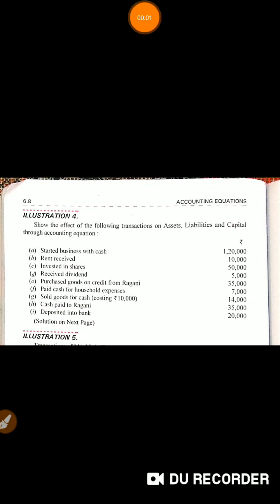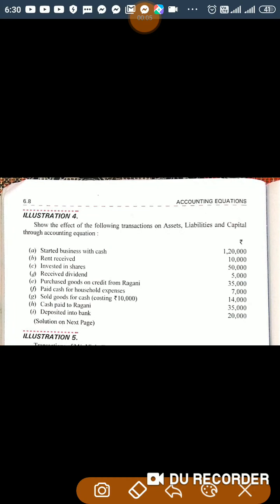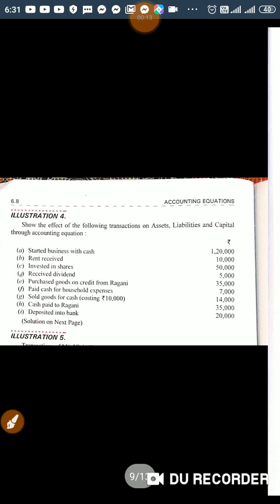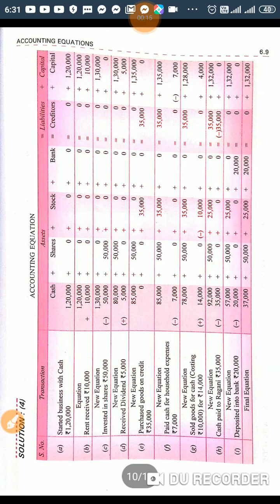Now I'm taking another question, illustration 4. Again the process is same. You will first read out each transaction, and on the basis of transaction you will keep on writing name of the assets and liabilities involved in the transaction, and after deciding all the assets and liabilities, then you will keep on solving, showing each transaction in the form of equation.